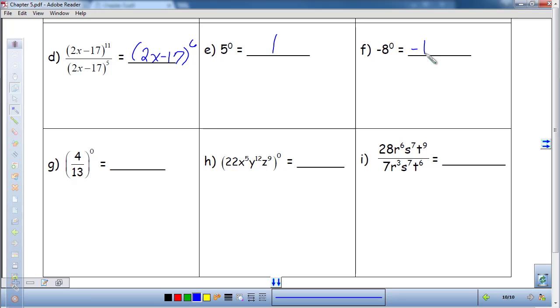Okay. All right. What about 4 over 13 raised to the 0? 1. Very good. Just 1. Okay. What about all of this raised to the 0? 1. Very good.